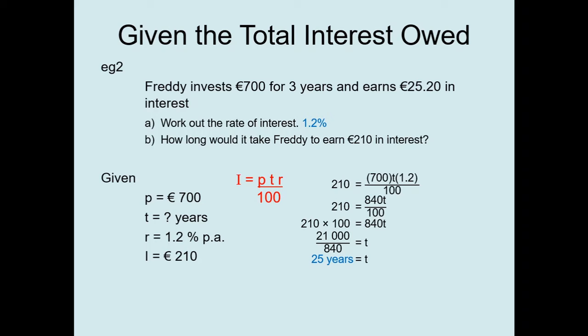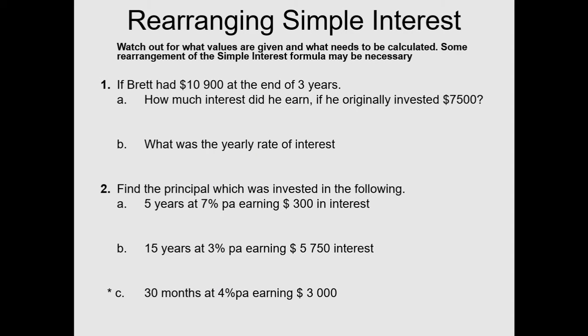I told you it wasn't going to be quick, but if he's not going to use those 700 euros for 25 years, at least it wouldn't have lost all its value over time. Okay, let's move on to some practice now. Rearranging simple interest. Watch out for what values are given and what needs to be calculated. Some rearranging of the simple interest formula may be necessary.